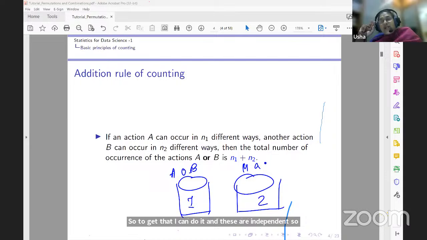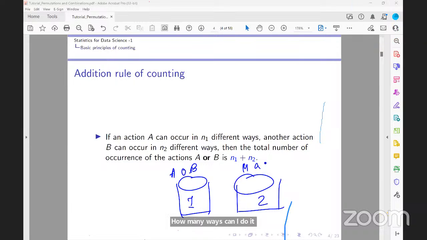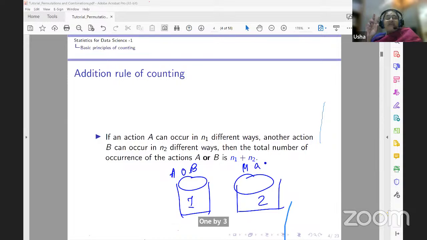Now suppose I tweak the question and I say that choose a fruit from each of the baskets. How many ways can I do it? From each of the baskets, it is 3 into 2, which is 6 ways.